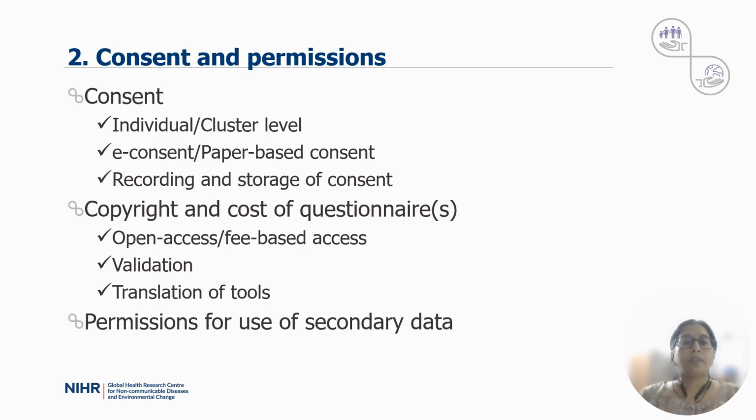The third aspect about consent is on permissions, even if you're using secondary data. While you might get hold of the secondary data, you need to be mindful that you might have to go back to the participants to get consent to use, or you might have to seek exemption for consent if they are not able to identify the individuals from the secondary data.